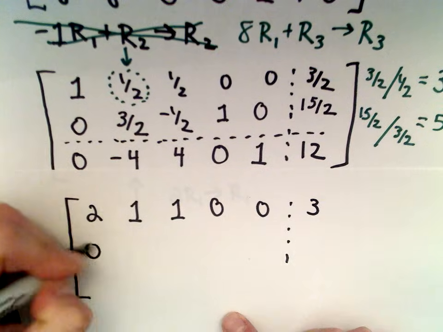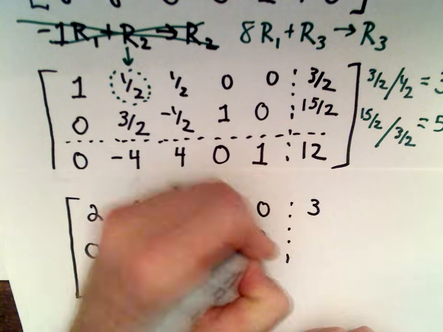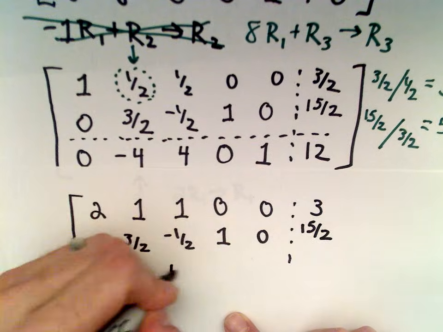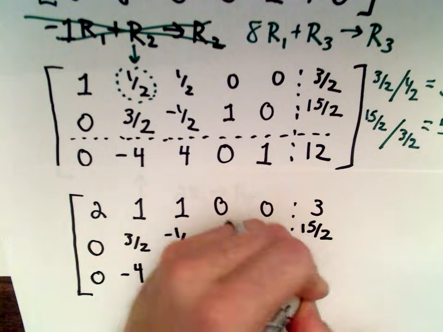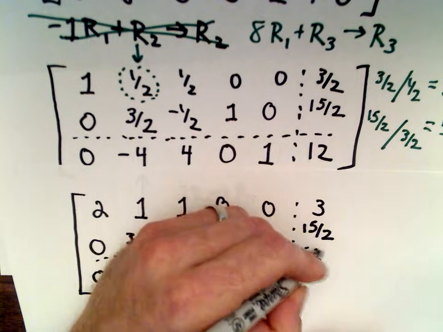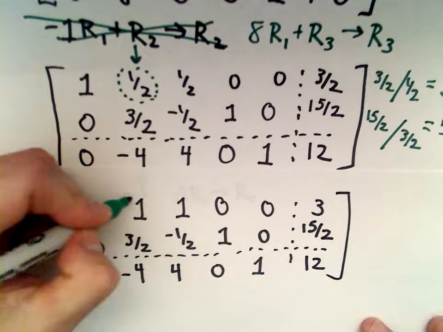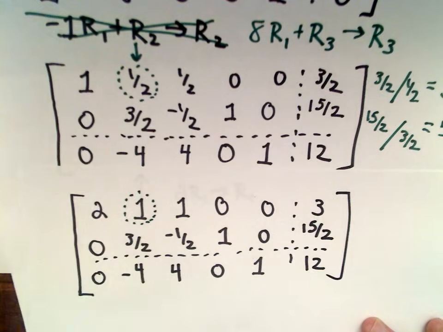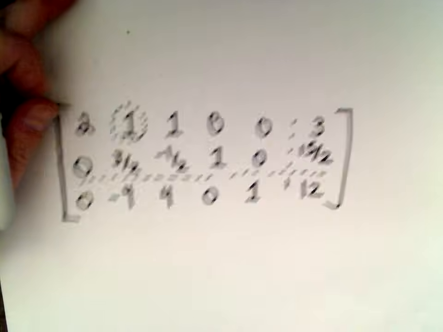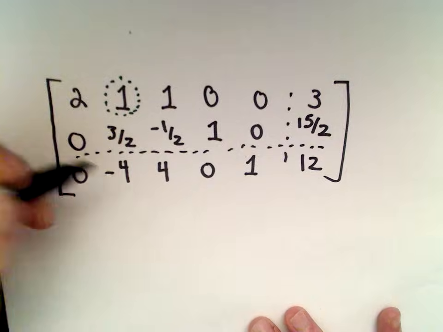We're going to leave everything else alone. So just writing down all the other numbers. Okay, so I like to keep my pivot element here circled just because it helps me stay on track, helps remember what I'm doing. So there's our pivot element. And now again, I'm just going to get zeros beneath that pivot element, everywhere else in that column.